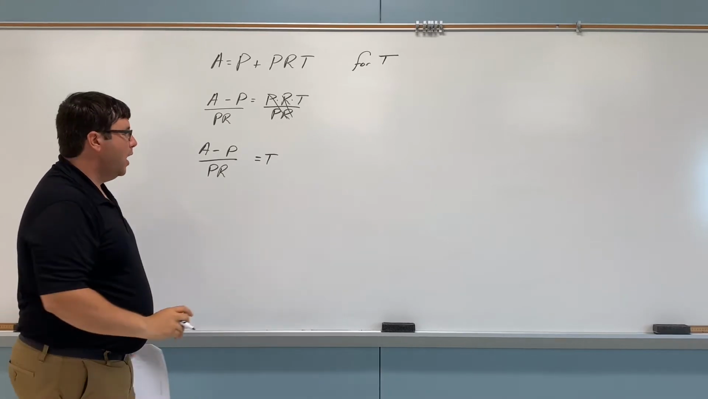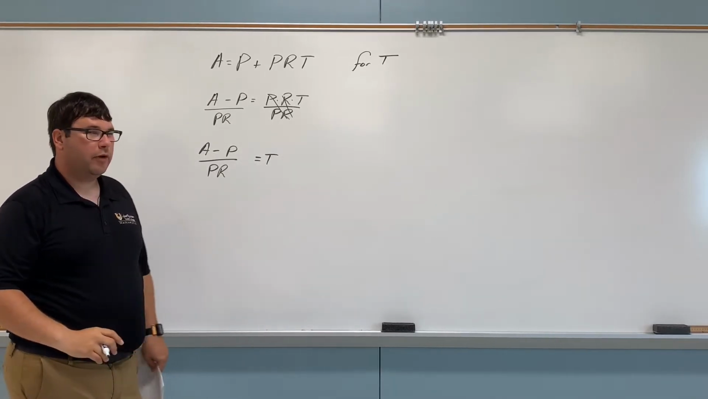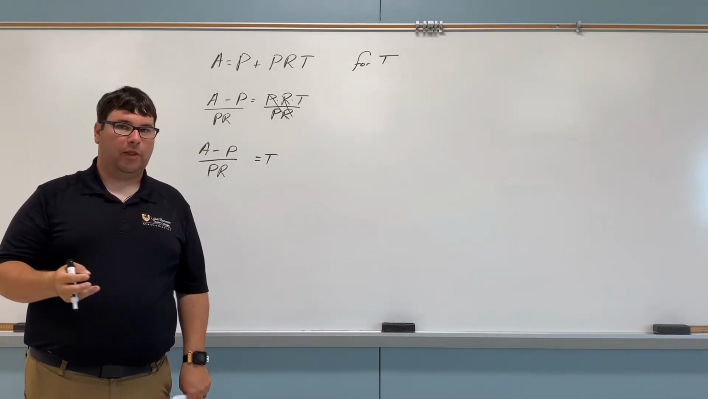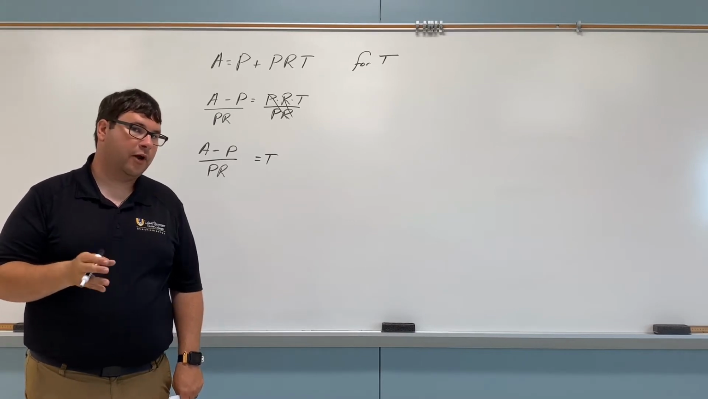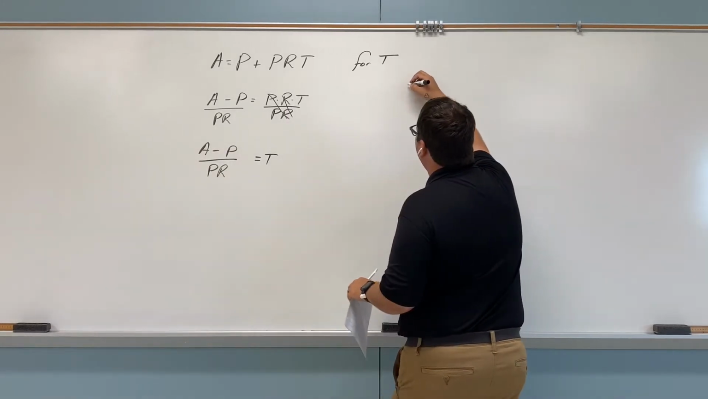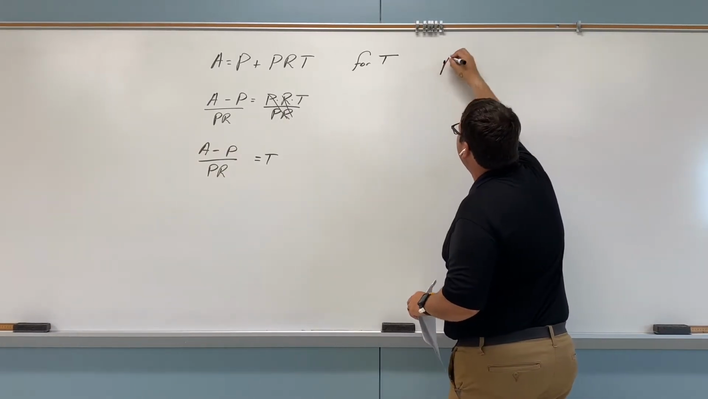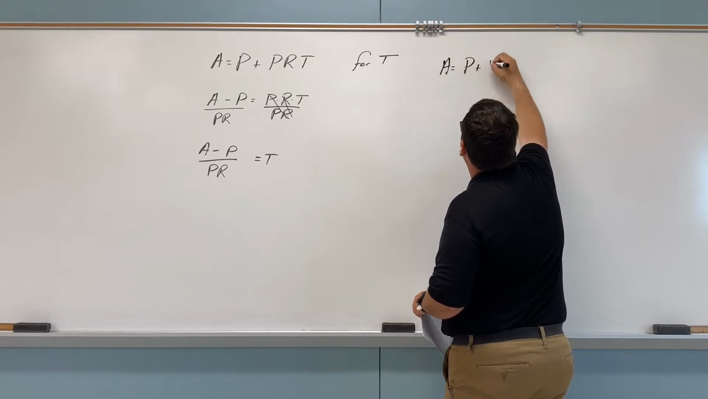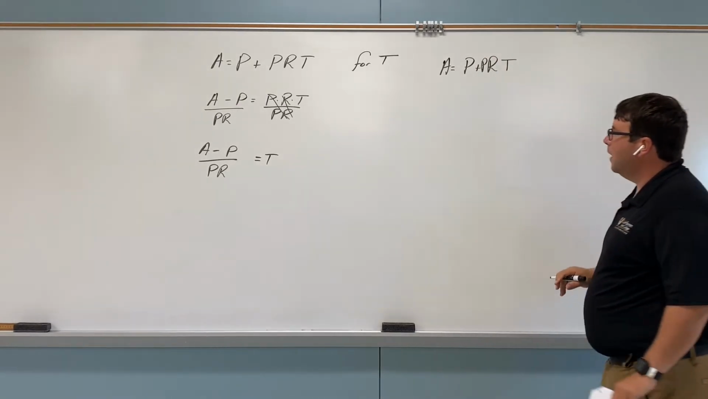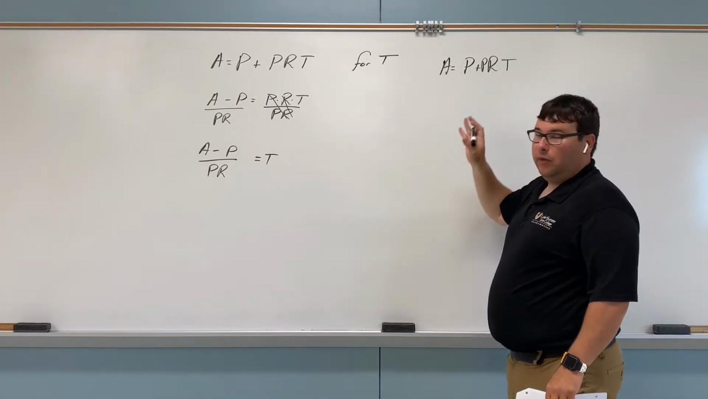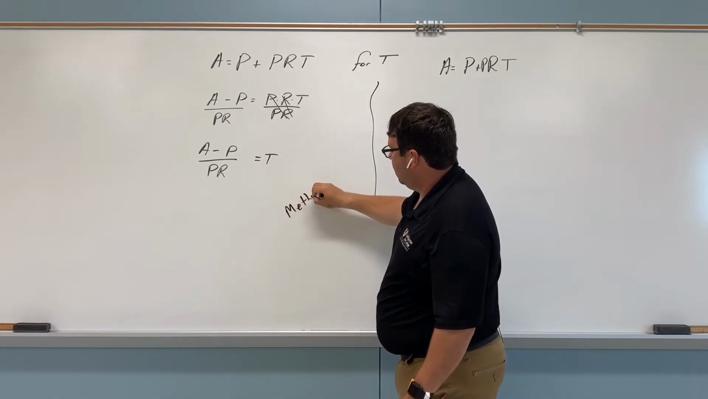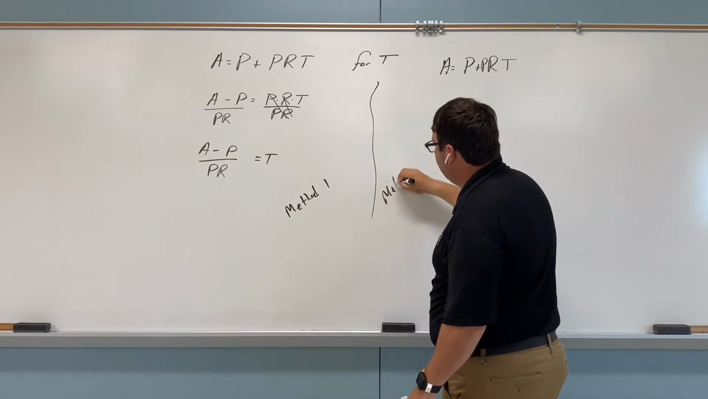Done. Now, with the same problem, there is one other thing that I want to show you, because in terms of formulas, sometimes you may see a little bit of a variation in how it is solved. So I'm going to go back to my original problem for just a moment. So I have A is equal to P plus PRT. Solving for t still, if you think of it like this, this is method 1, this is method 2.